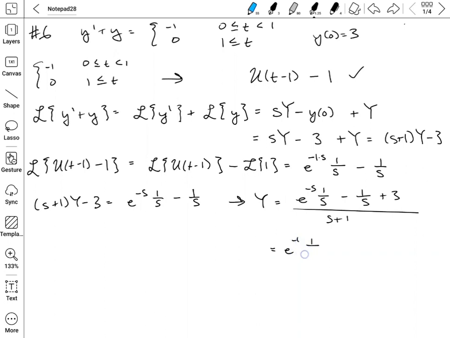I'm going to start to simplify it a little bit just because I know that I'm going to need a partial fraction decomposition, and I want to see how similar they are. So I do have this repeating 1 over s plus 1, so I'm only going to have to decompose one fraction.